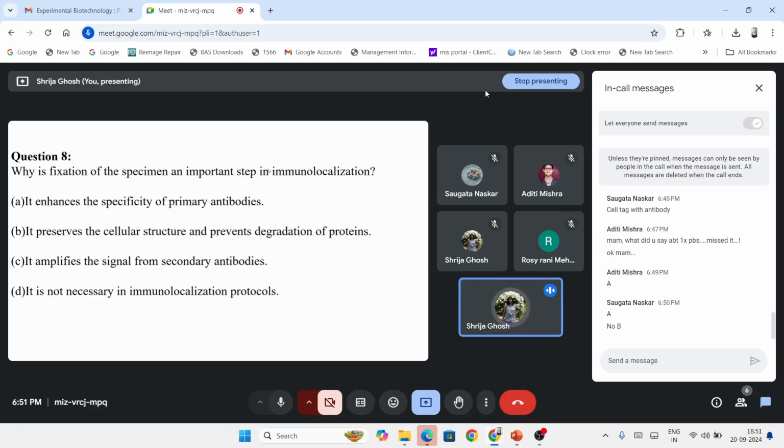Fixation is mainly done to preserve the structure. I need to fix everything. I need to make it a static system. Then only I can let something go and bind to that system. Right? If I want to click a photo of a person, I need to ask the person to stand still first, right? But I can't ask the cell to be still, or the things inside the cell to be still. So I have to add things to make it still.